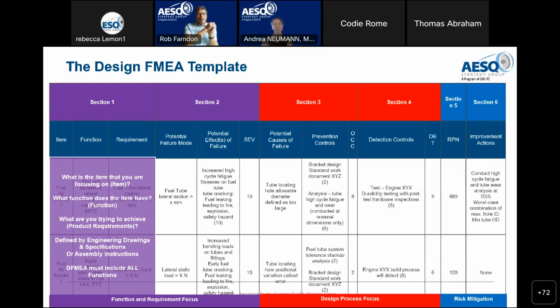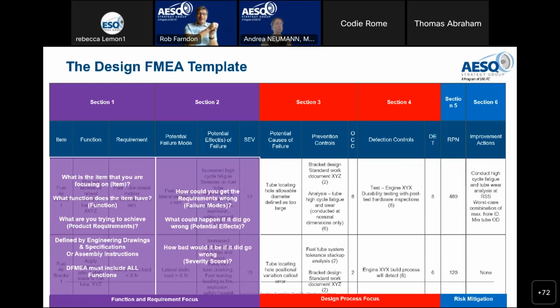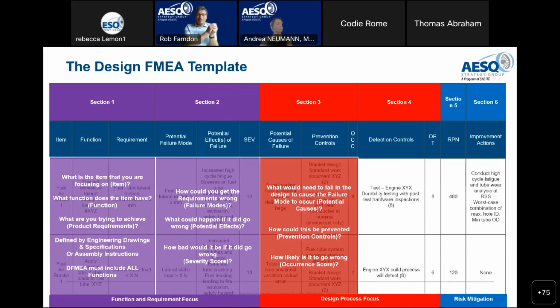Okay, have another click, please. So the next section will consider how you could get the requirement wrong. So that's the failure mode. How does the design potentially fail to meet that particular requirement? What happens if it fails to meet the requirement? What are the effects of that failure? And how bad would it be? And that how bad it would be is signified by the severity score. Okay, that's section 2. Section 3, you can click, thank you.